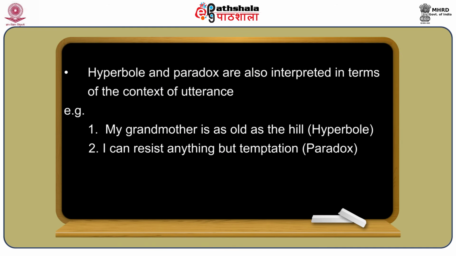Hyperbole and paradox. Hyperbole is exaggeration, and paradox is identified by apparent contradiction. These are also figurative forms. They also need to be interpreted in terms of context of utterance. For example, my grandmother is as old as the hills. This is a hyperbole. Take another sentence. I can resist anything but temptation. This is a paradox.